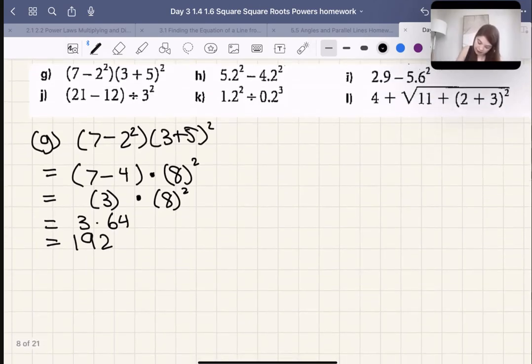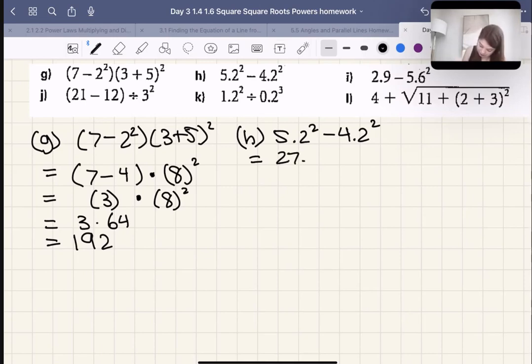Now we have H, which says 5.2 squared minus 4.2 squared. So are there any brackets? No. Are there any exponents? Yes. 5.2 squared is an exponent. And if we multiply that in a calculator, we'll get 27.04. Same with 4.2 squared. That's 17.64. Good.